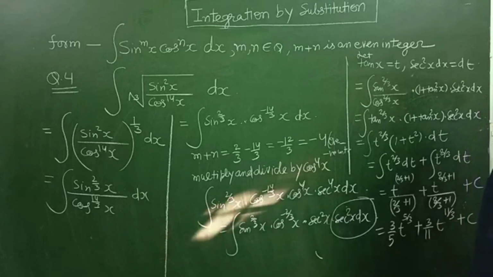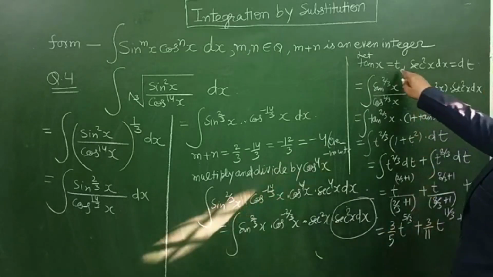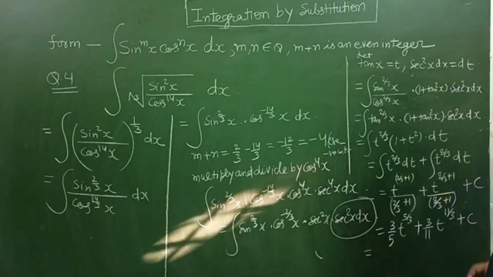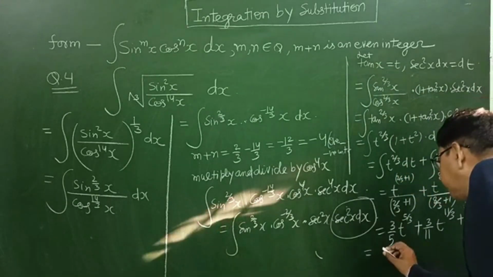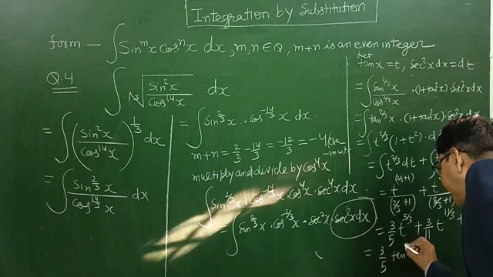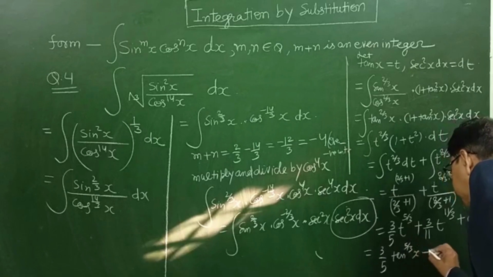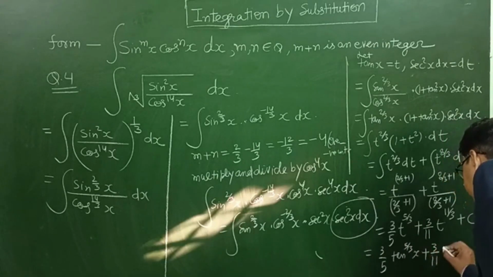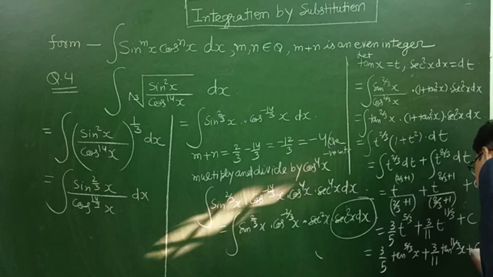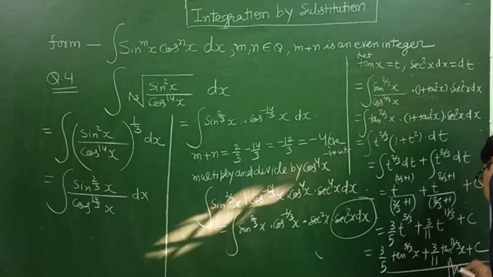Now putting the values, the value of t is tan x here, so we get this is equal to 3 upon 5 tan raised to the power 5 upon 3 x plus 3 upon 11 tan raised to the power 11 upon 3 x plus c. So this is the final answer of this question.